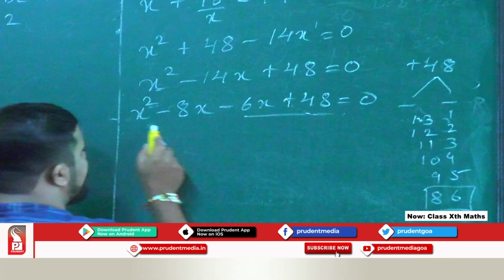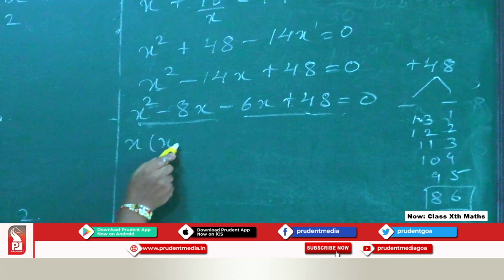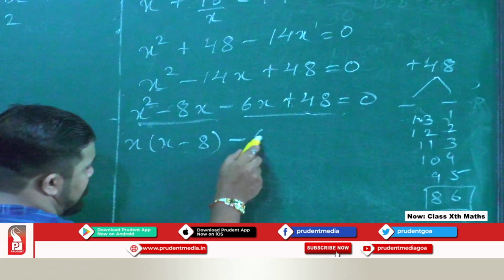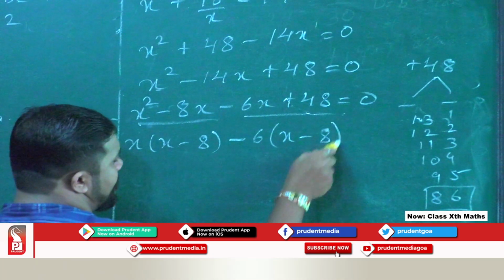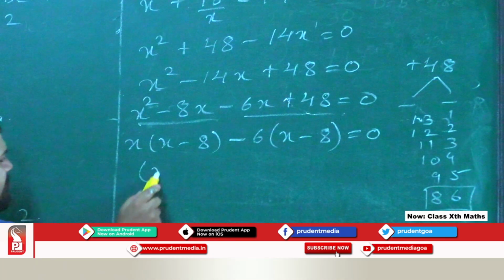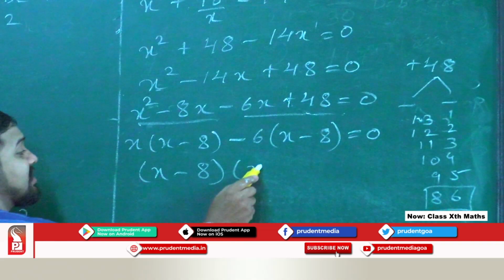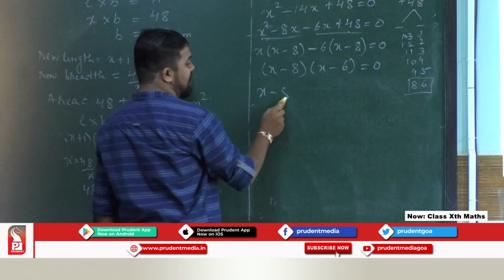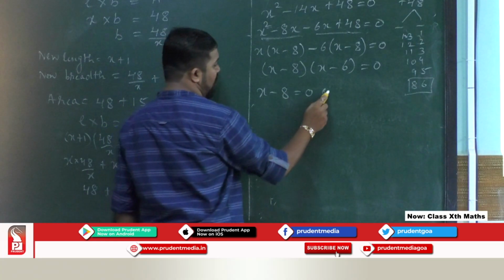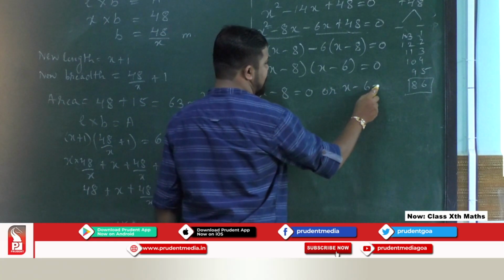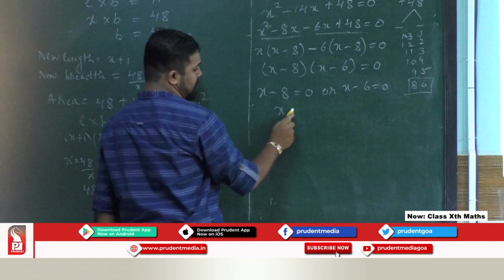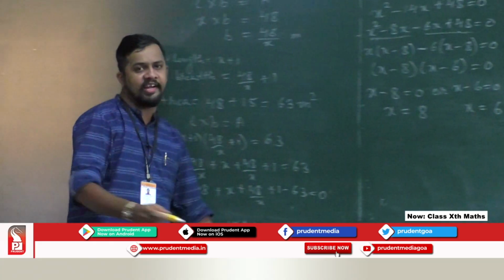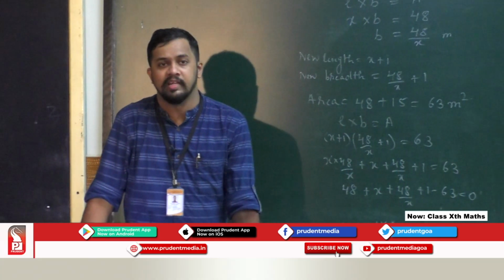And now we find out the common. So x common. Again 6 and 48, 6 common. So x minus 8, x minus 6. So x minus 8 equal to 0 or x minus 6 equal to 0. So I got x is equal to 8 and I got x is equal to 6.